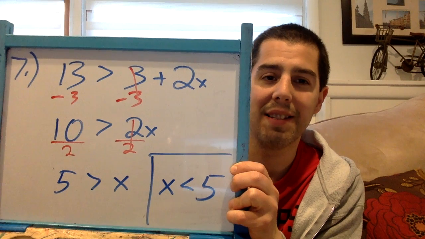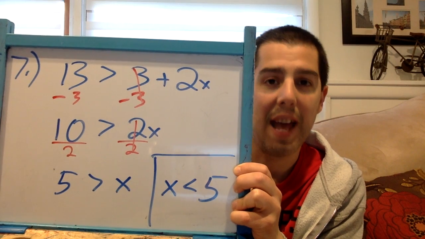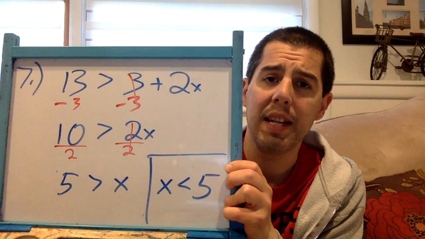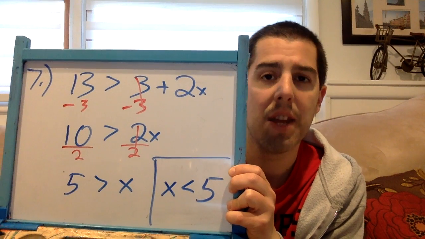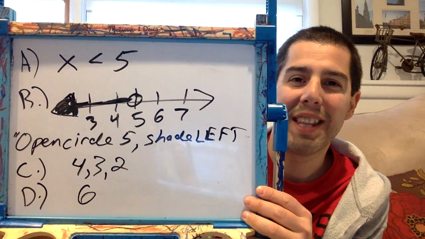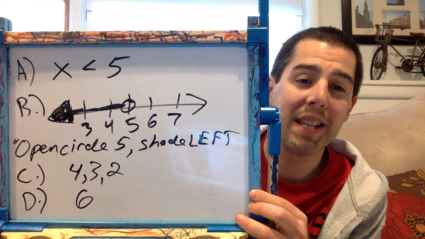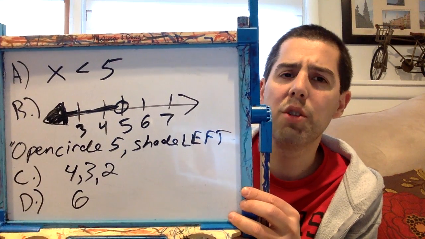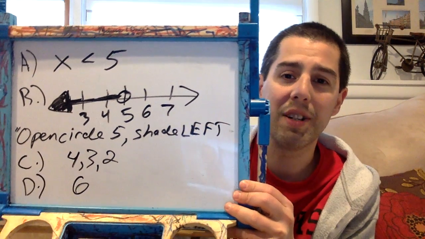Number 7, subtract 3 on both sides and then divide by 2 on both sides. 5 is greater than x. Now, the x is on the other side. We're not used to that, but it's very easy to flip it onto the other side. You just have to realize if 5 is greater than x, then that must mean that x is less than 5. And if x is less than 5, that means we're going to make an open circle at the 5 and shade left. Possible solutions would be anything less than 5, 4, 3, 2, 1, 0. A solution that would not work would be any number that's greater than 5, like 6 or 100.